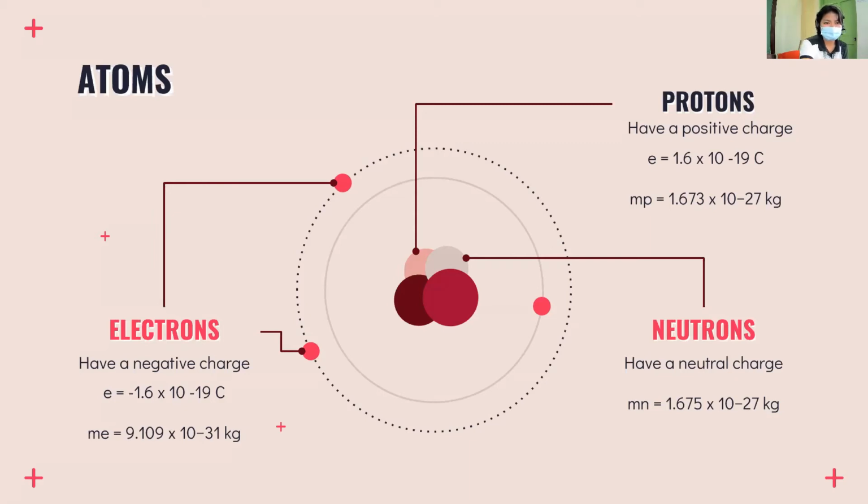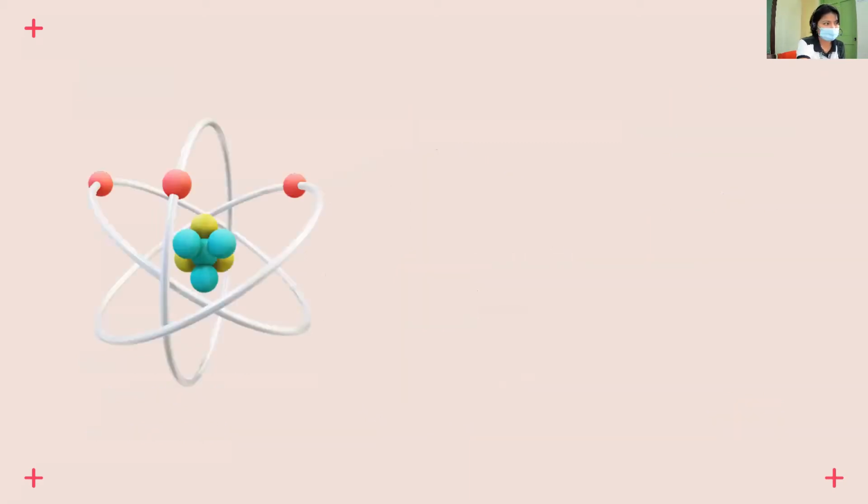Okay, now, so we're done with the basic structure of atom. Let's move on to one part of an atom, which is the free electrons. Bakit kaya siya tinawag na free electrons?